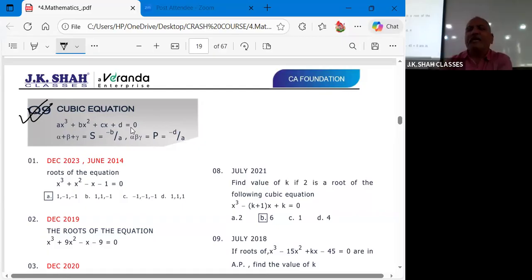You have to only remember these few concepts. First, if I add all the values of the roots, it will be minus b by a, and if we multiply all the roots, it will be minus d by a. If you remember only these two points, I think in 99% of cases you will be able to solve every equation. Just see the approach.